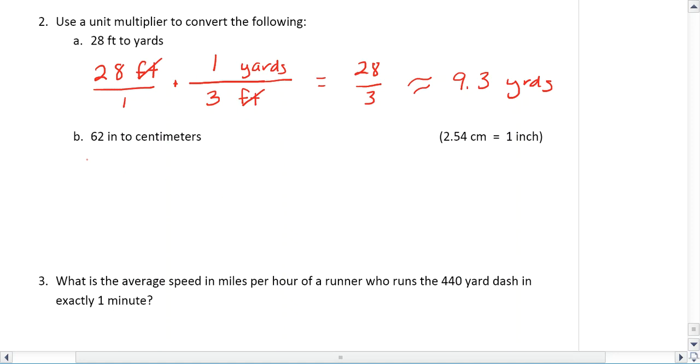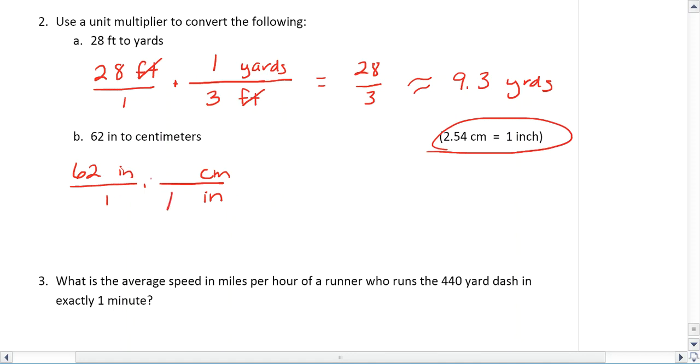This next part in B, we are asked to convert inches into centimeters. So same way, 62 inches. I'm just going to put it over 1 because that helps me visually to see. Inches on top here, inches on bottom here. I want centimeters, so that's in my numerator. We're given the conversion factor right there, very handy. 1 inch is 2.54 centimeters.